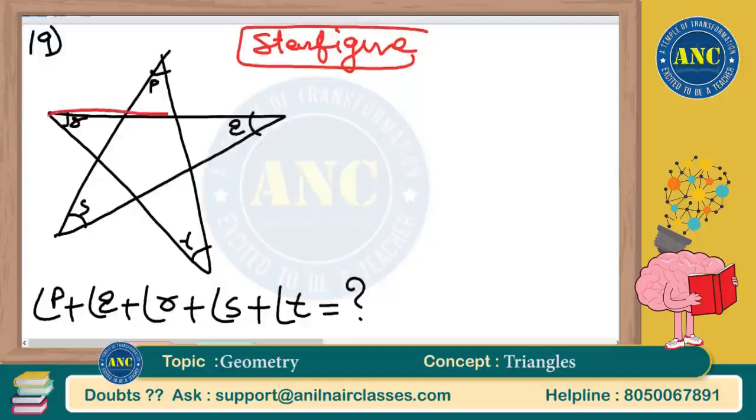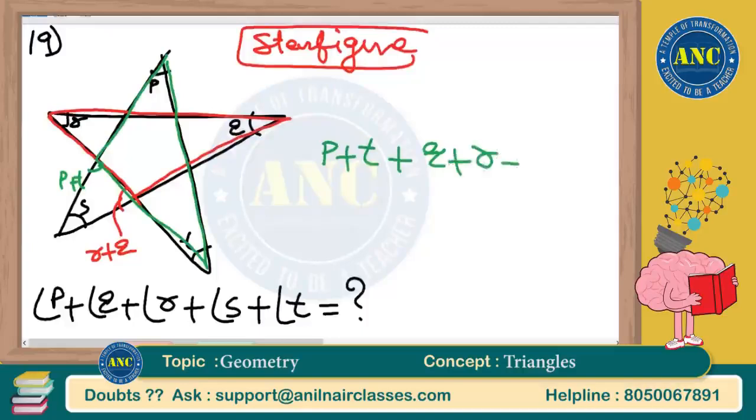If I take this triangle with R and Q, there is an exterior angle. Exterior angle is the sum of the opposite interior angles. Again, if I take this triangle, more than the answer, learn the approach. Exterior angle is nothing but the sum of the opposite interior angles. It is P plus T. So the answer is P plus T plus Q plus R plus S. It is nothing but 180.